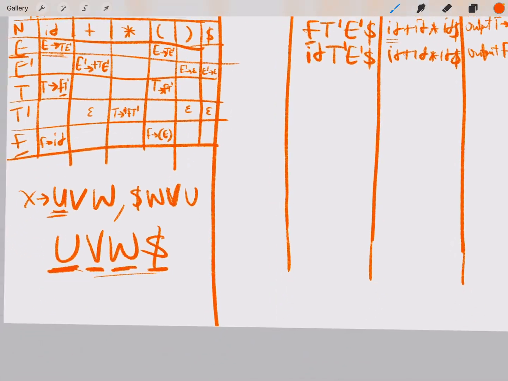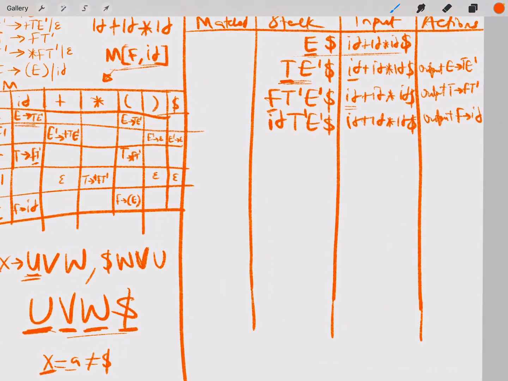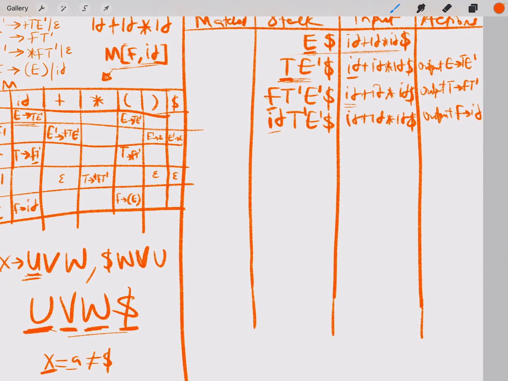Remember what I said earlier about X equals A, not equal to dollar sign. I said we are going to pop X off and move the input symbol. So in us popping, X is ID in this case. So in the matched column of the table, we're going to have ID because it has been matched. We are popping it off. So what is left? T prime, E prime, and dollar sign. And we have matched one ID, so we remove that. So we have plus ID star ID dollar sign. And what is the action? Matched ID.